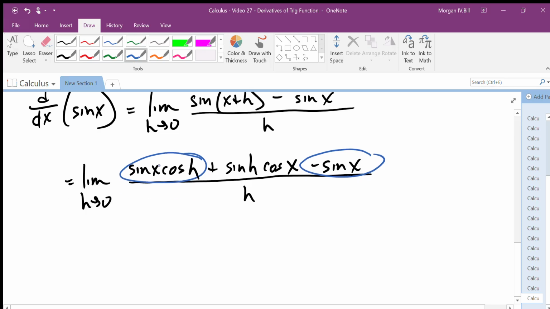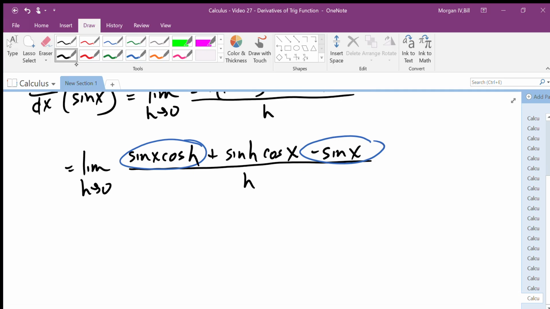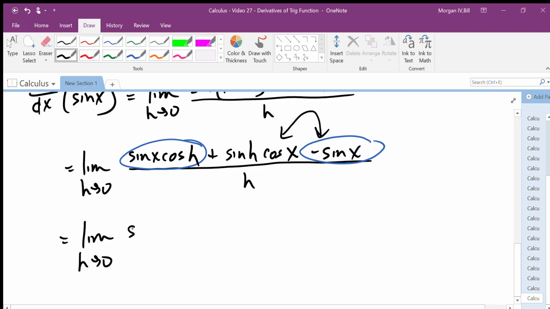And from the first and third, since they both have sine of x in them, I'm going to factor out the sine of x. But just to make it clear, at this point, I'm just going to reorder these. I'm going to switch the second and third. So it's the limit as h goes to 0 of sine x cosine h, moving the third to the second position, minus sine of x, and then plus sine h cosine x all over h.